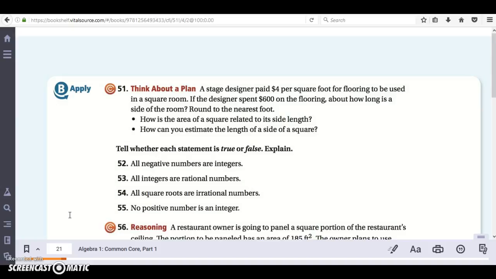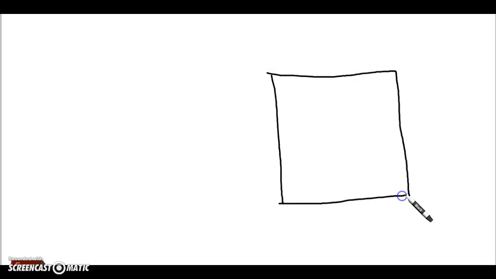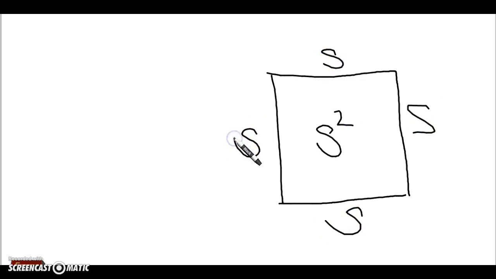First it says, how is the area of a square related to its side length? So let's think about that. So I have a square. And I know the area of a square is my side squared. So for a square, all the sides are the same. So if I take one of those sides and square it, that gives me the area of a square.